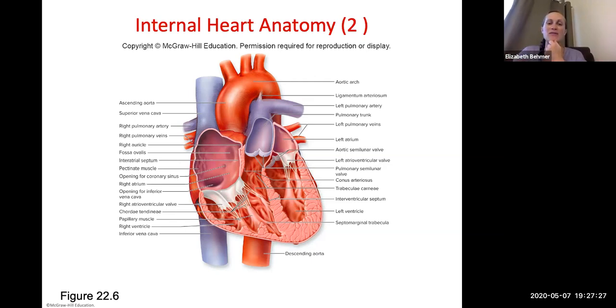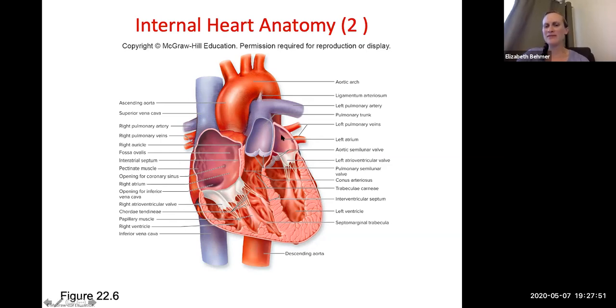So now we have oxygenated blood. We're on the left side of the heart. Remember, the heart is like two pumps that work at the same time. One pump goes to the lungs and one pump goes to the rest of the body. So from the left atrium, blood goes through your left atrioventricular valve. That is also known as the bicuspid or mitral valve.